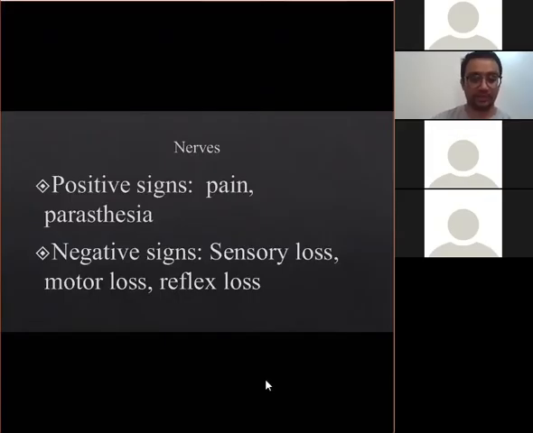Reflex is essential for nerve. All the peripheral nerves that supply the muscle will have a reflex function.